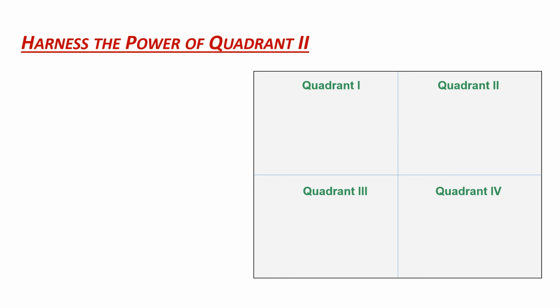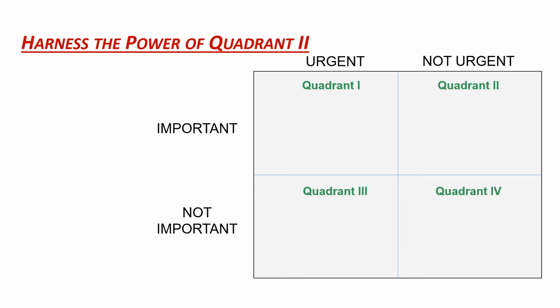I have this box divided up into 4 sections. So for the columns, I have those duties or activities that are urgent compared with those which are not. And for the rows, I have those duties and activities that are important contrasted with those which are not. So wherever these urgencies and importances converge, we have a different scenario.